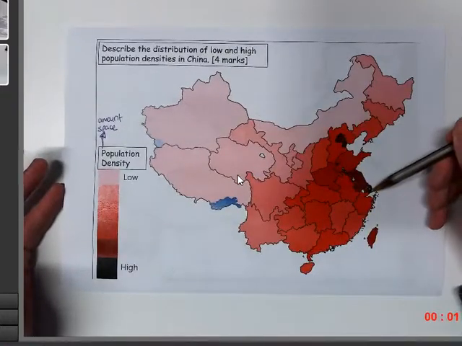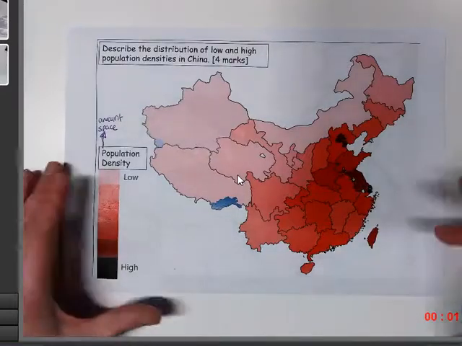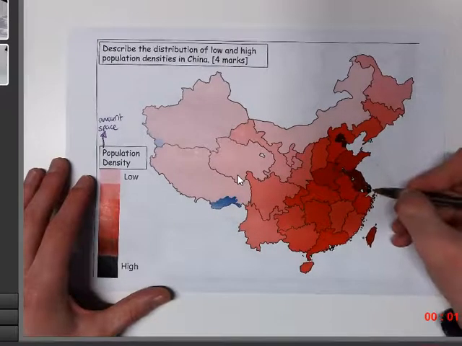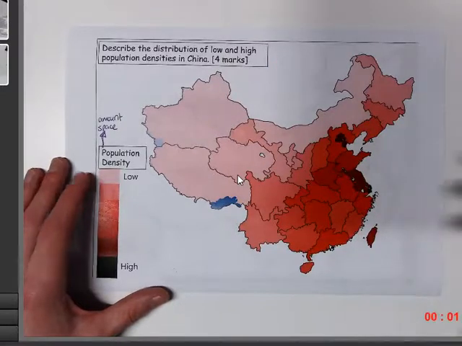Whereas if you've got the same amount of people, 1 million people living in this area, it's much more dense because it's a much smaller space for them to fit into, so it's likely a place like a city, whereas this place here is likely more like a rural area.